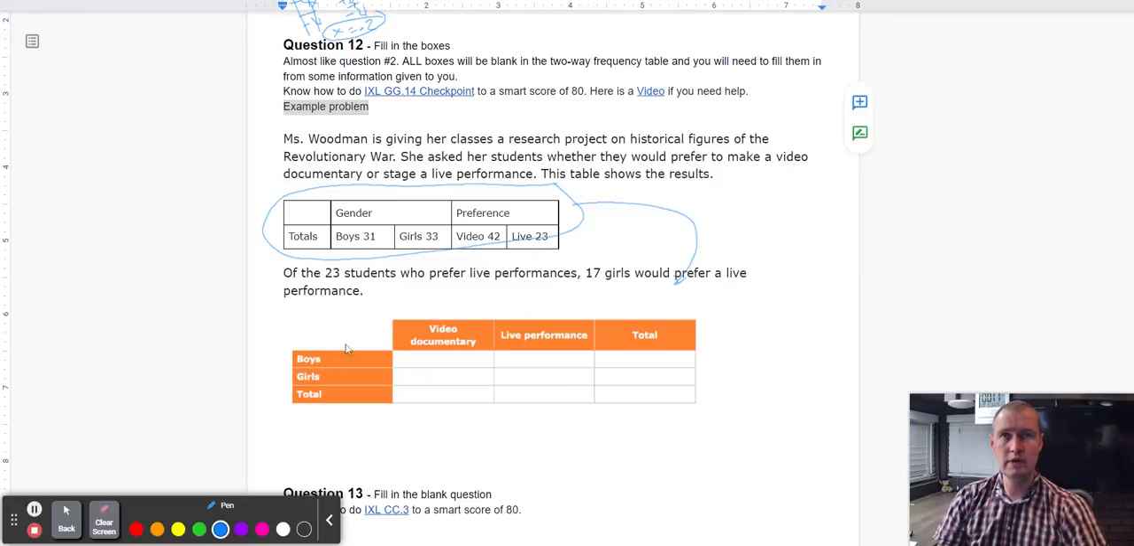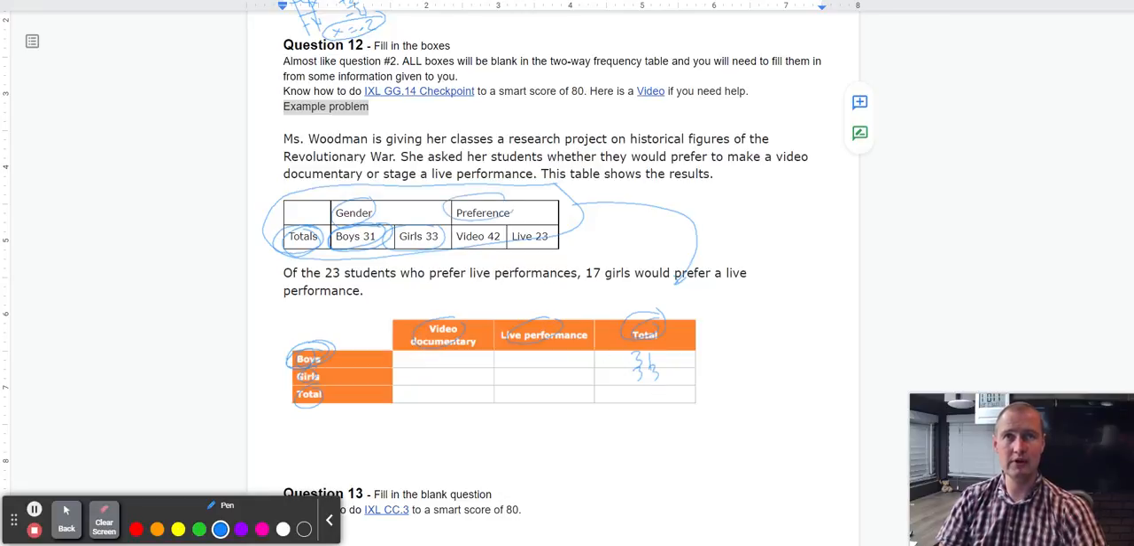All right. So what do we got? What's our scenario? We got a video documentary, live performance, a total of that. Boys, girls, and a total of that. All right. So when it comes to the totals and the gender, the boys have 31. So somewhere in these 9 boxes, that 31 has to go in there. So we got to figure out, well, which box is that? So we know that we're talking about a total and the boys at 31. Well, boys right here and total intersect right here, which the 31 must go here. Make sense? So boys are totaled at 31. So 31 here, which means the girls for the total 33 goes here.